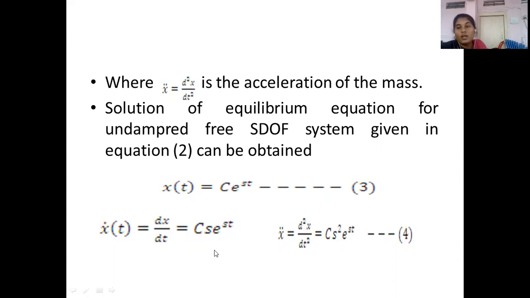Below this, write down x double dot, that is the double derivative of x with respect to t. x double dot is equal to d2x by dt square is equal to Cs square into e raised to st. That is equation number 4.